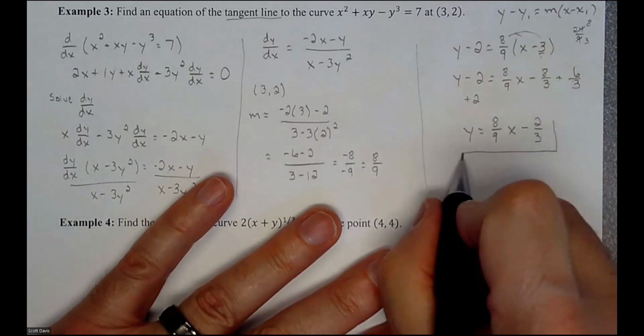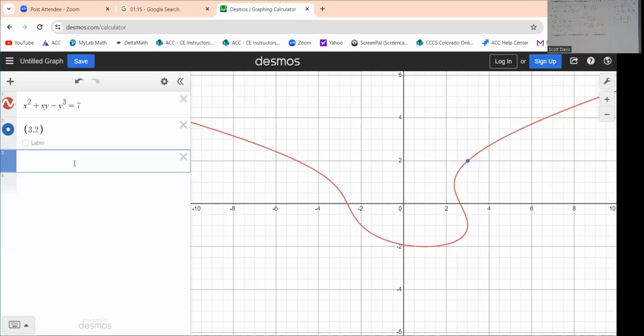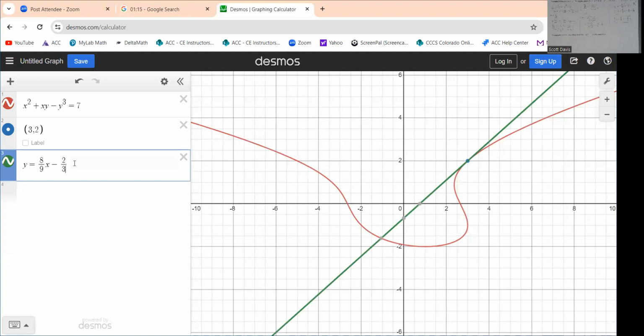All right, so let's find out if we're right. I'm going to take that answer and plug it into Desmos: y equals 8/9 x minus 2/3. If we look at that, it looks like it passes through the point perfectly, and it definitely looks tangent to the curve. And that's what we were looking to do.